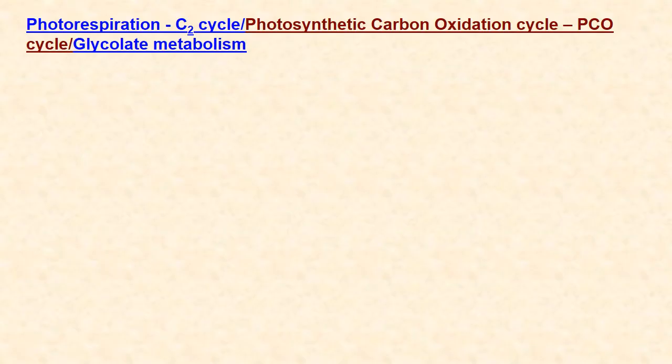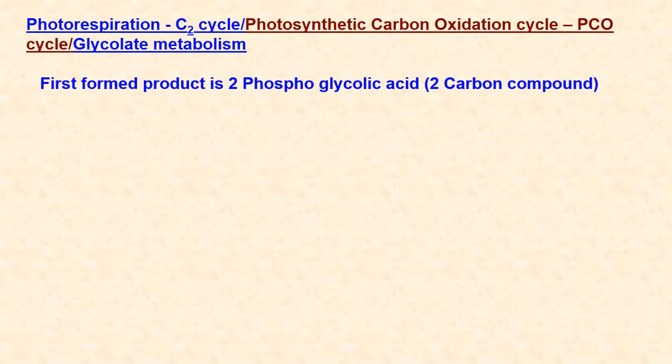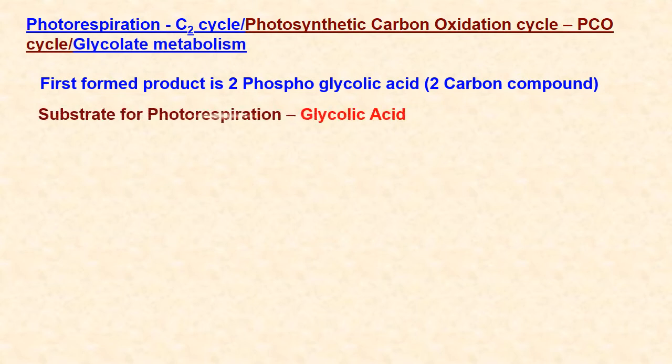Photorespiration is also known as C2 cycle, photosynthetic carbon oxidation cycle (PCO cycle) or glycolate metabolism. Here the first formed product is 2-phosphoglycolic acid, which is a 2-carbon compound, and that's why photorespiration is also known as C2 cycle. The substrate for photorespiration is glycolic acid.